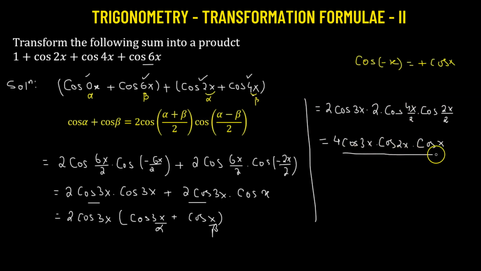So we have obtained our final result. This is the product of 3 cosine functions. So we have successfully shown that 1 plus cosine 2x plus cosine 4x plus cosine 6x, their sum transforms into a product which is given by 4 cosine 3x times cosine 2x times cosine of angle x.